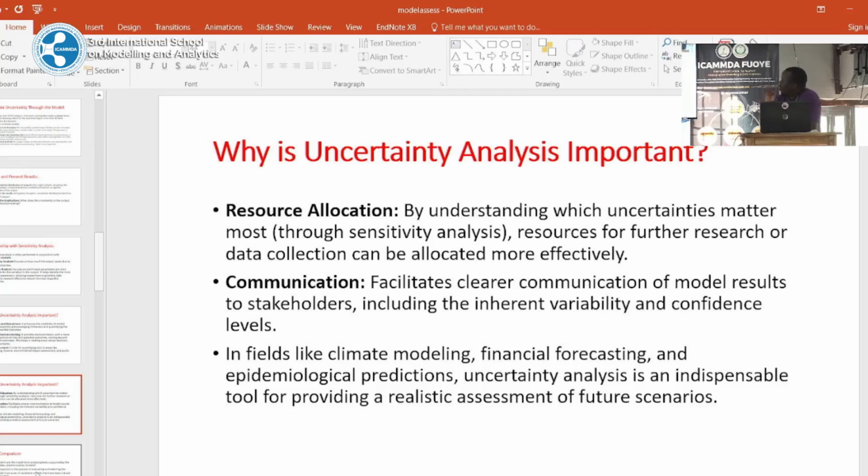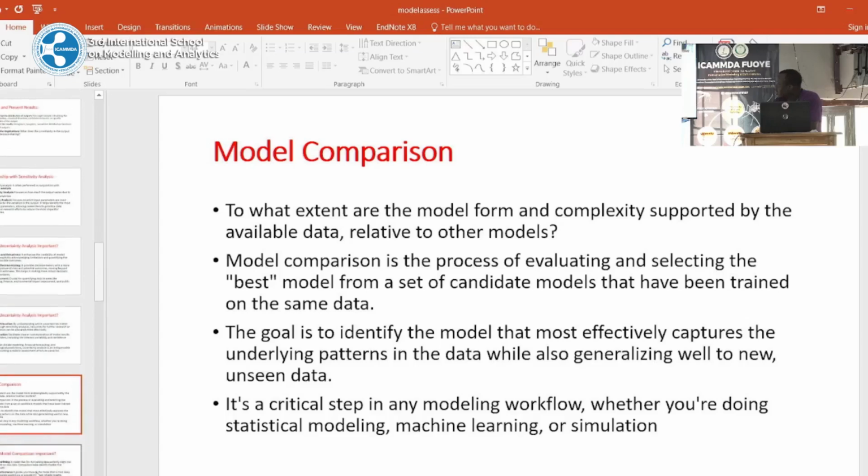So, resource allocation talks about understanding which uncertainties matter most through sensitivity analysis, so that resources for further research or data collection can be allocated more effectively. So, in terms of guiding in control.